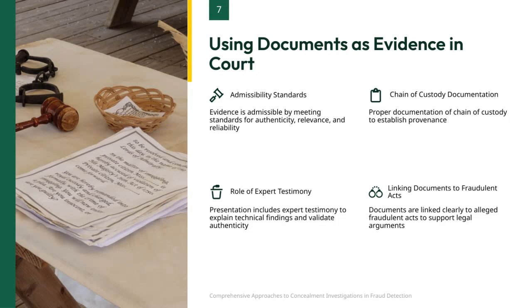When it comes to using documents as evidence in court, there are several key factors to keep in mind. First, the evidence must meet specific admissibility standards. This means the documents need to be authenticated, relevant to the case, and reliable enough to be trusted by the court. Next, maintaining a proper chain of custody is crucial. This involves documenting every step of how the evidence was handled to prove its origin and ensure it hasn't been tampered with.